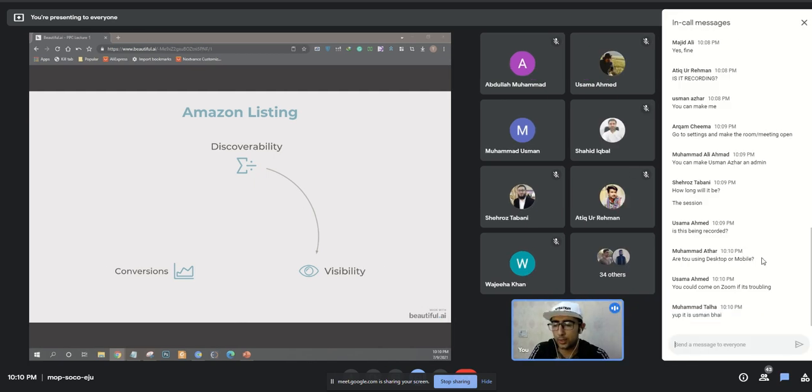Okay, Zoom is going to be another issue. So we can't just have people go on different platforms all the time.